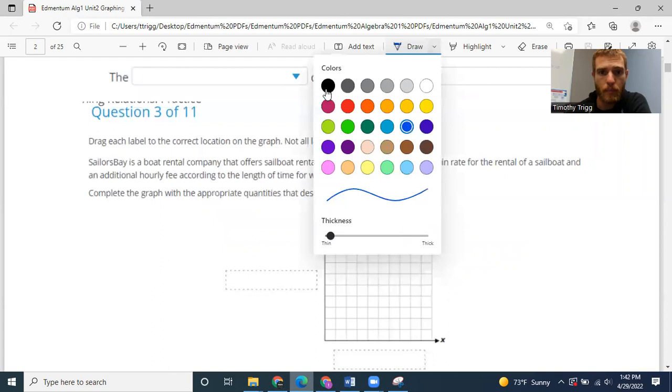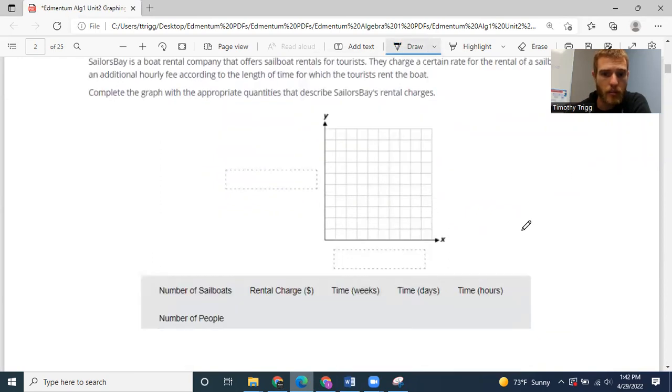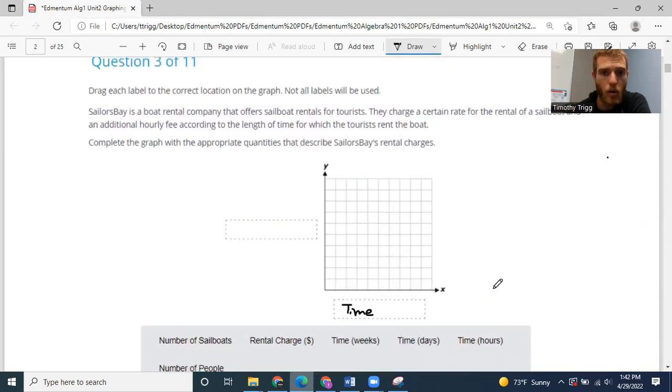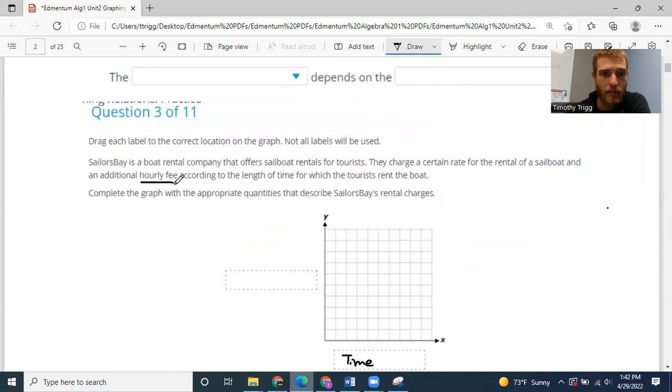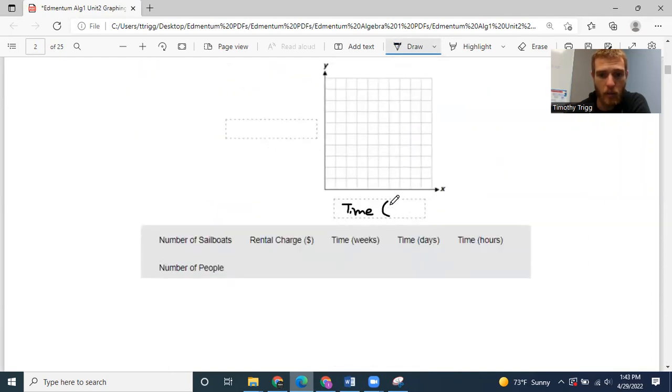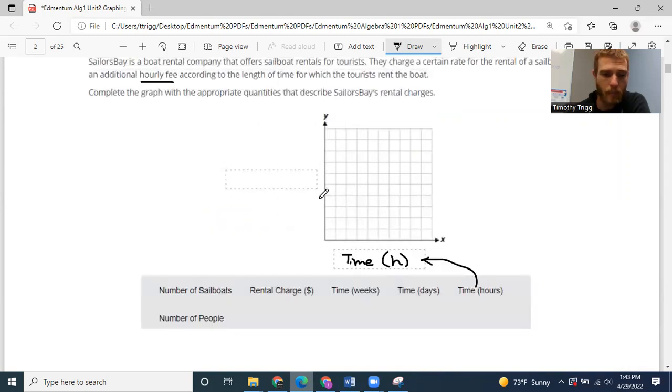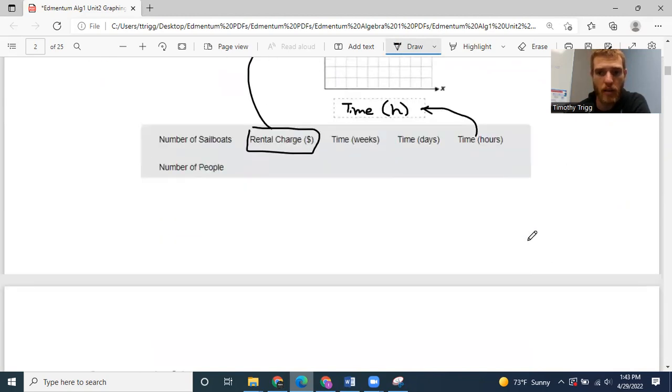Okay, so in this case, let's see. We know we're going to put time down here, but what do you think? Should we do time in days, time in weeks, time in hours? Well, it says they have an hourly fee, right? So time in hours is what you want here. Okay, that's this one. Now, what's the dependent variable? Well, that's the rental charge, right? How much money you're going to pay depends on how much time in hours that you're renting it.